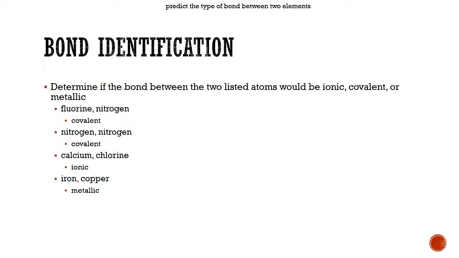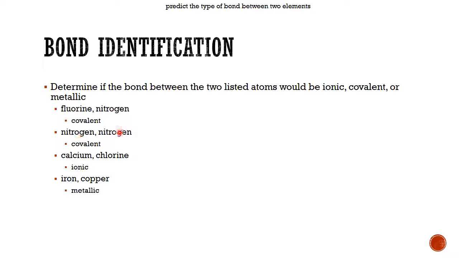All right, last slide here, and I obviously forgot to animate it, so that's why everything popped up at once. We'll determine if the bond between the two listed atoms would be ionic, covalent, or metallic. So this first one here, we're given fluorine and nitrogen. What we just want to ask ourselves, with those two atoms, would they want to gain electrons, lose electrons? Is one of them going to gain, one of them going to lose? Do they both want to gain? Do they both want to lose? And remember, that's based on whether it's a metal or a nonmetal. Well, both fluorine and nitrogen are nonmetals, so they both want to gain electrons. So what that means is they're going to share the valence electrons, so that would be a covalent bond.